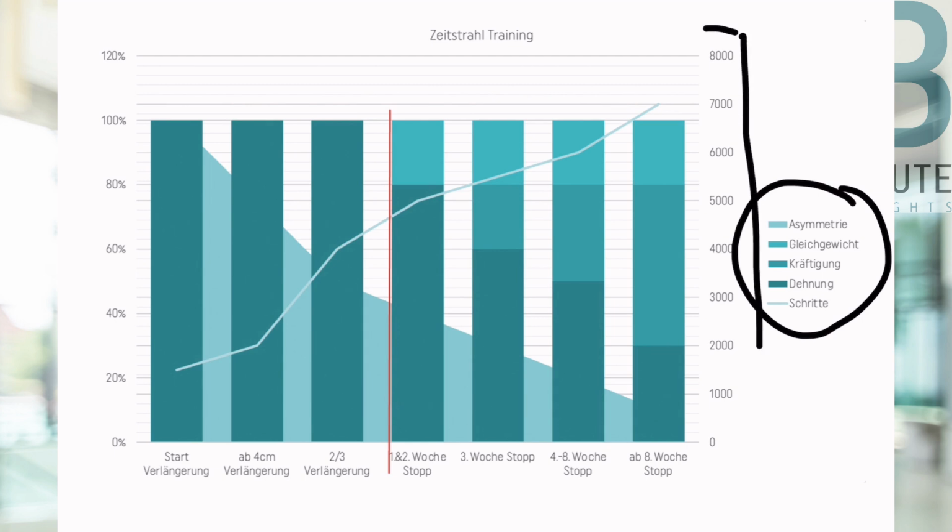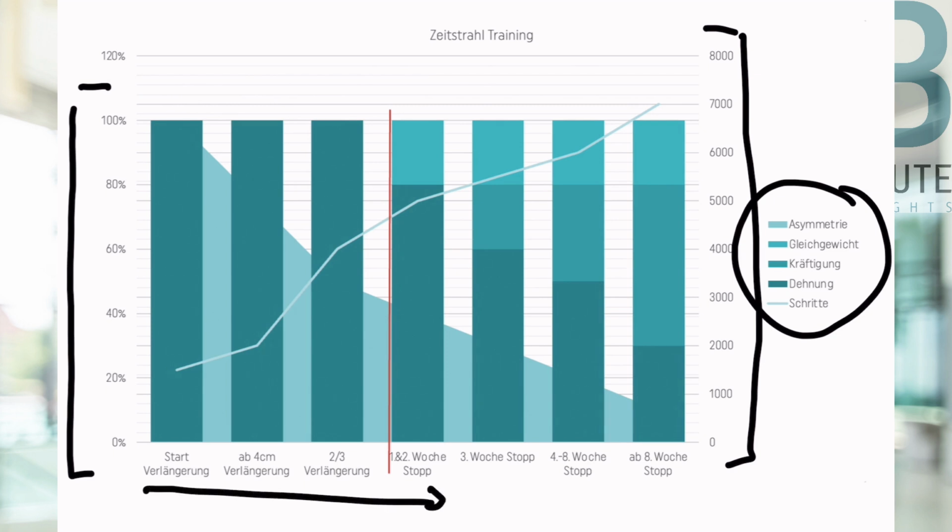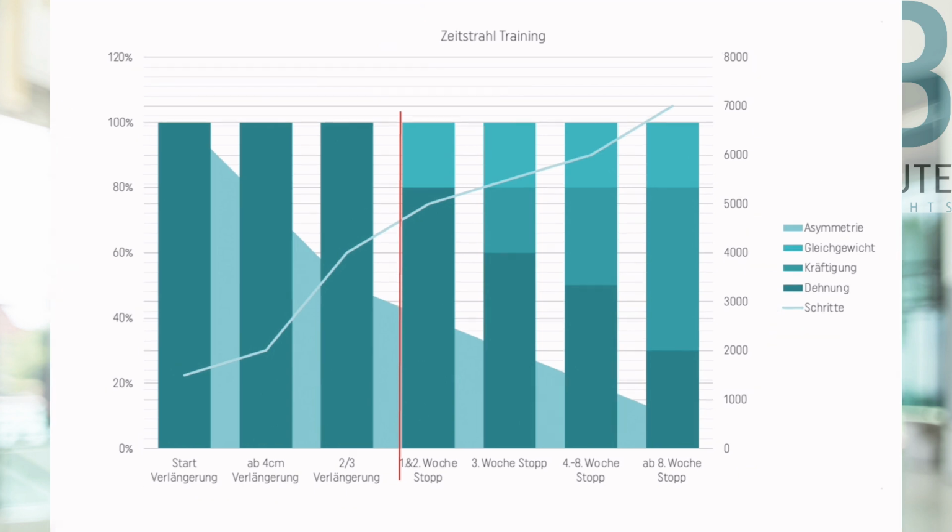On the right y-axis, you can see the number of steps per day from 0 to 8,000. On the left y-axis, you can see the percentage of the individual training components, such as strengthening, balance, or stretching. On the x-axis, you have the time course from the start of the extension to the end of the extension and up to 8 weeks after the end of the extension. We will now discuss the individual components separately.